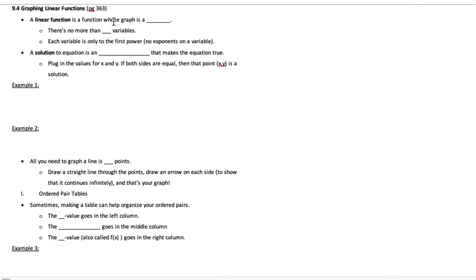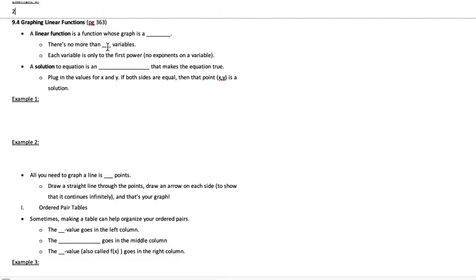I should probably write this down. No more than two variables, and this is a line. Each variable is only to the first power, with no exponents on a variable. The variables that we tend to use for our linear functions are y's and x's. So we'll be looking at a few examples for that.